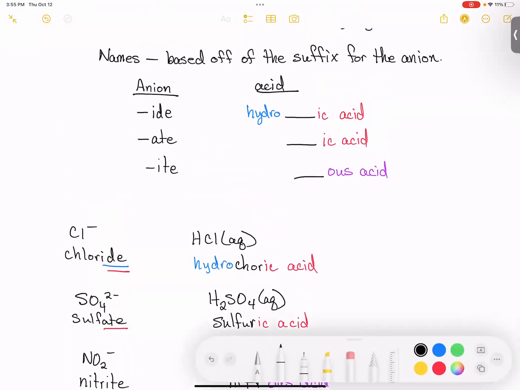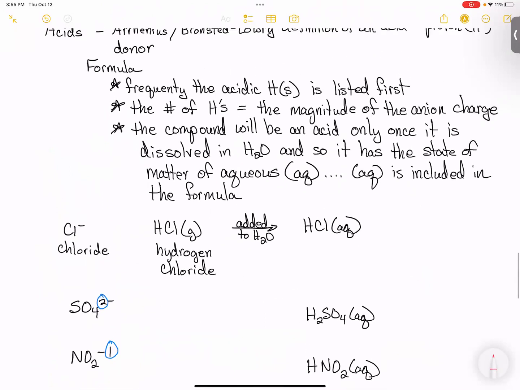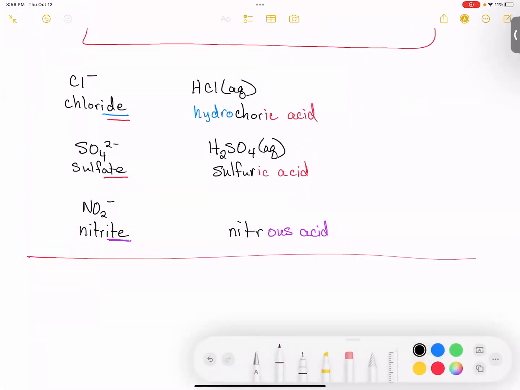So really, on the acid front, what do you need to have memorized? This factor is huge. And then as far as the rest of it, the number of hydrogens is equal to the charge, and then you always put the aqueous for my purposes after it. Questions? I think some practice is in order.